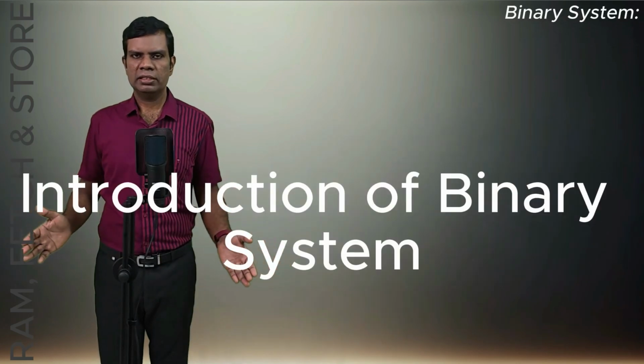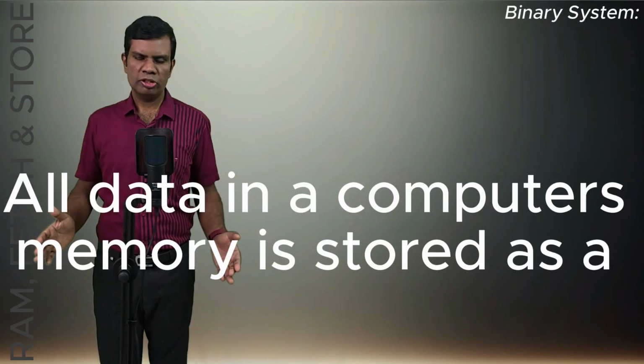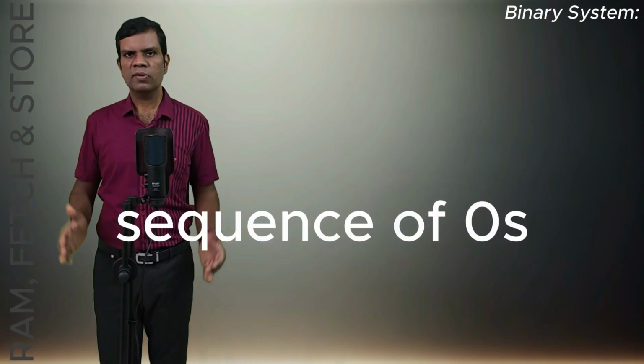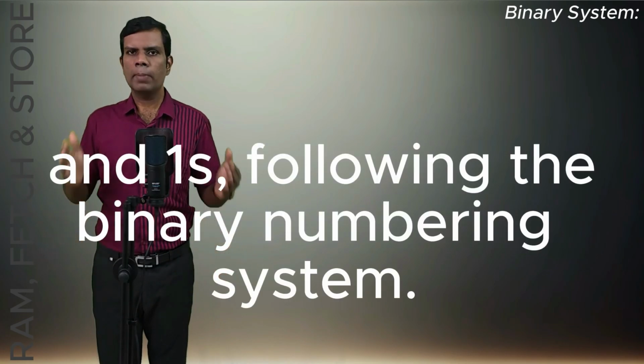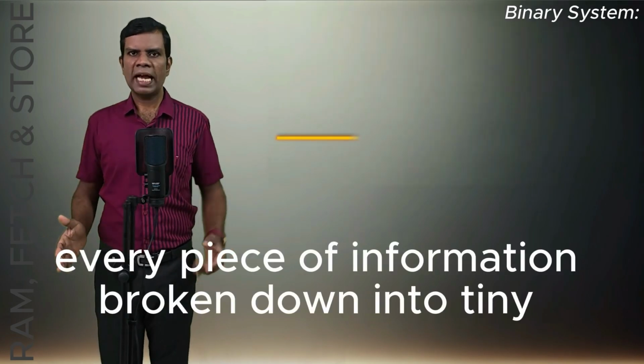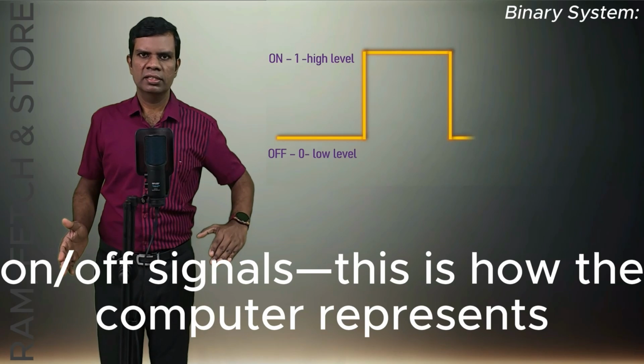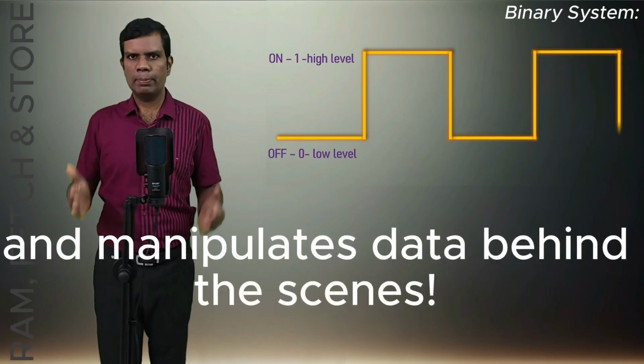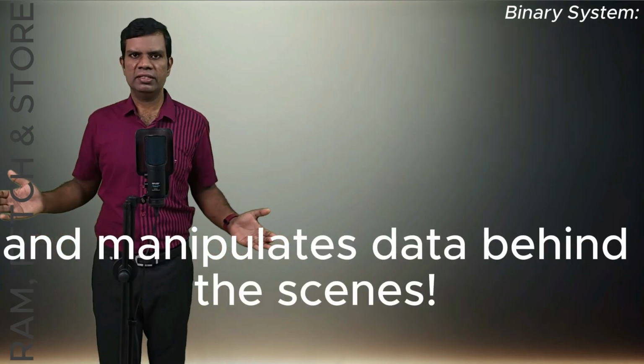Introduction of binary system. All data in a computer's memory is stored as a sequence of zeros and ones, following the binary numbering system. Imagine every piece of information broken down into tiny on or off signals. This is how the computer represents and manipulates data behind the scenes.